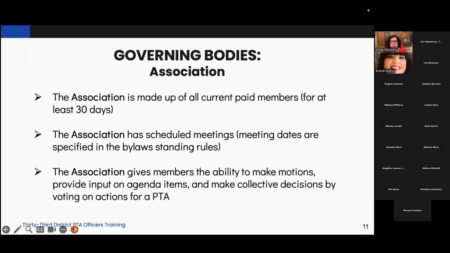And May, June, depending upon when your end of school year is, you need to approve the end of the year payments, approve the expenditures that need to be made over the summer before your first association meeting in August, September. A lot of times it has to do with spiritwear or paying for back to school activities that take place over the summer or at the very beginning of the school year before your first association meeting.